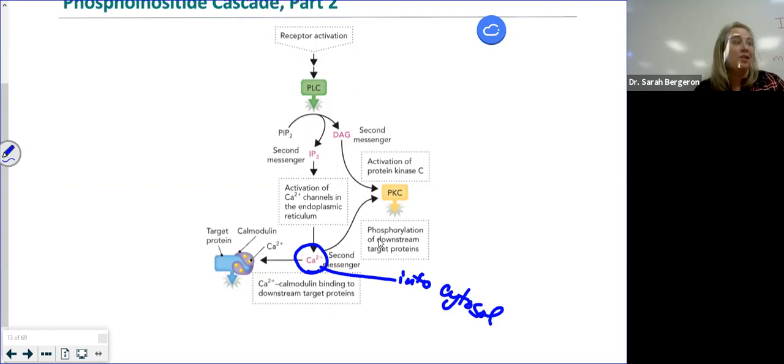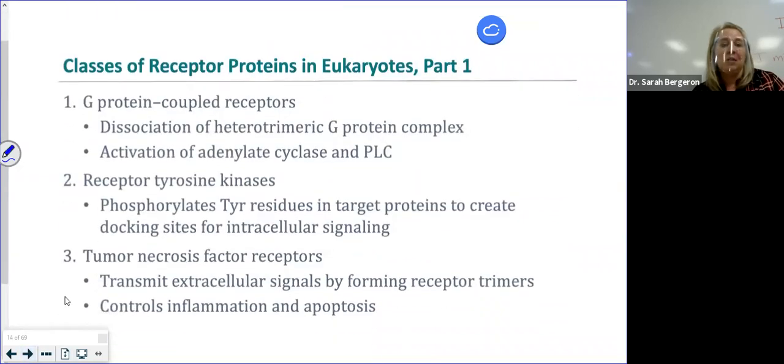The more second messengers you have, the higher the amplification in the signal. And it's all this pathway of phosphorylation and activation, or dephosphorylation. We'll see some examples of dephosphorylation too, right?